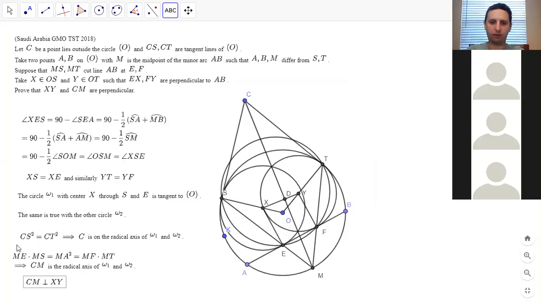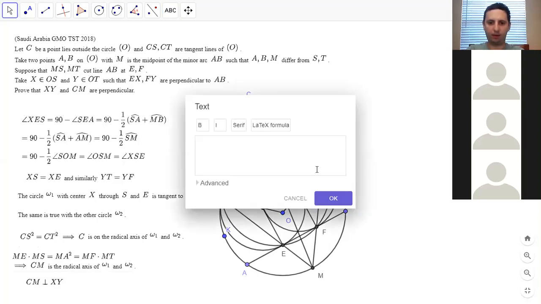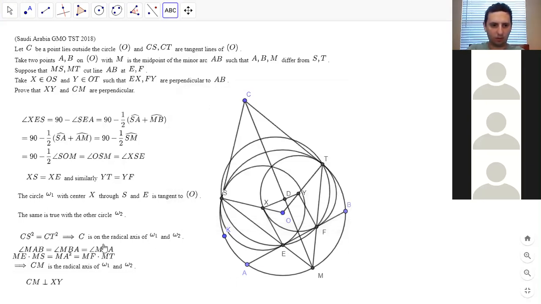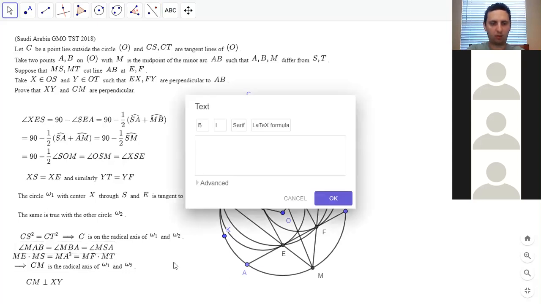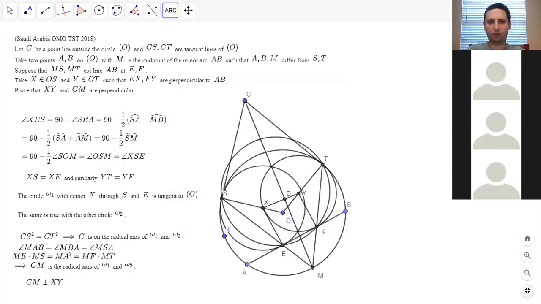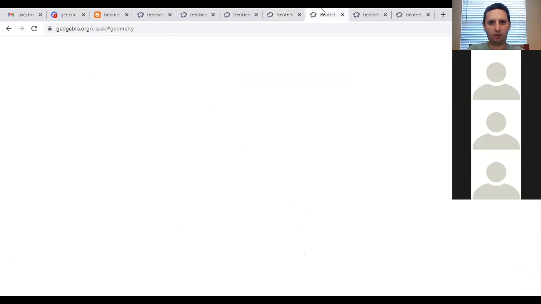All right, because angle MAB equals angle MBA equals angle MSA. So yeah, that solves that. All right.